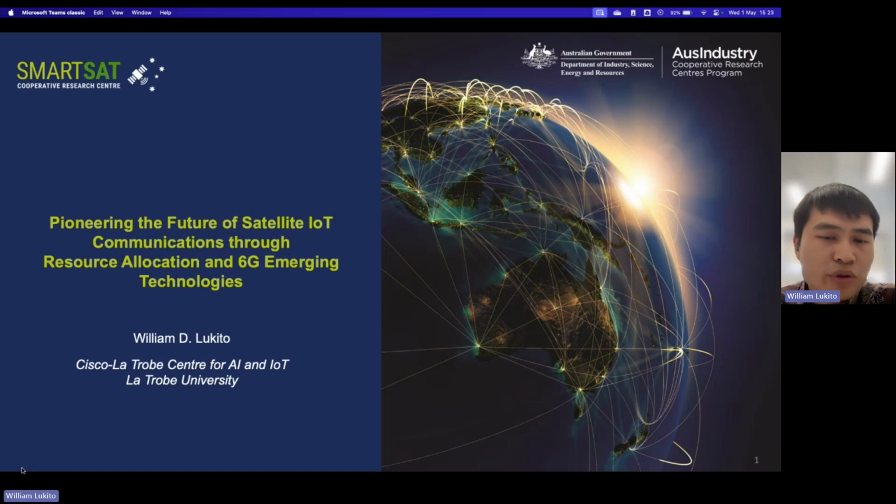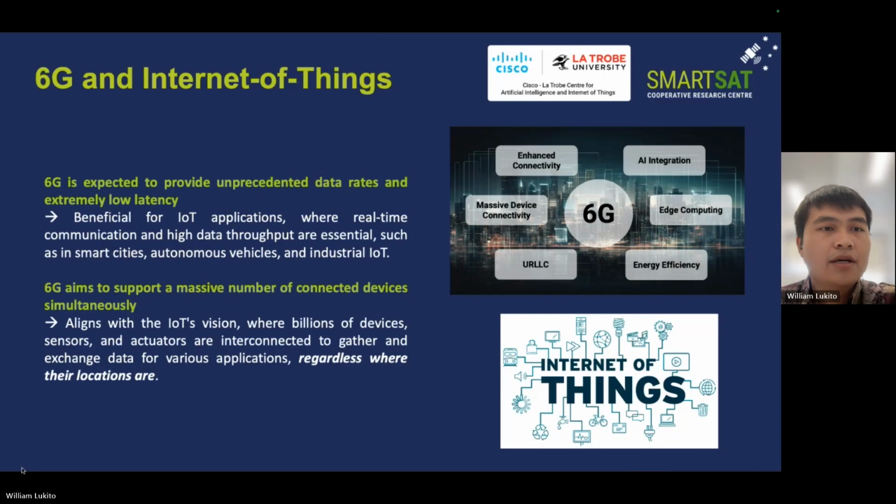Today I'm going to present a presentation entitled Pioneering the Future of Satellite IoT Communications through Resource Allocation and 6G Emerging Technologies. First, I would like to give a short intermezzo on what 6G networks mean and what is the relationship with Internet of Things. In simple words, 6G is the continuation of our existing and previous generation networks.